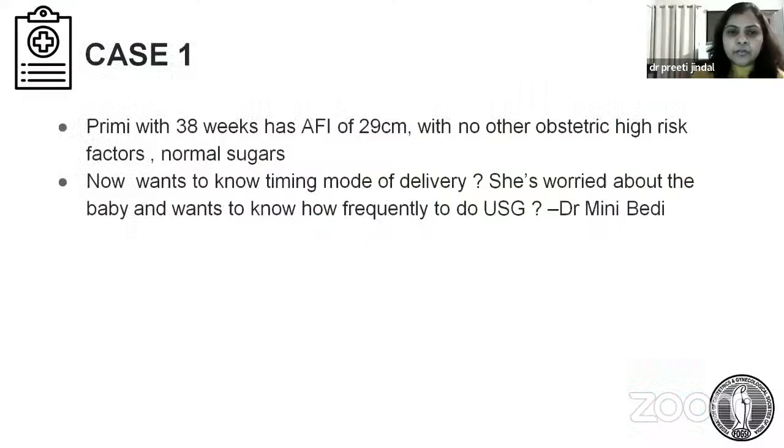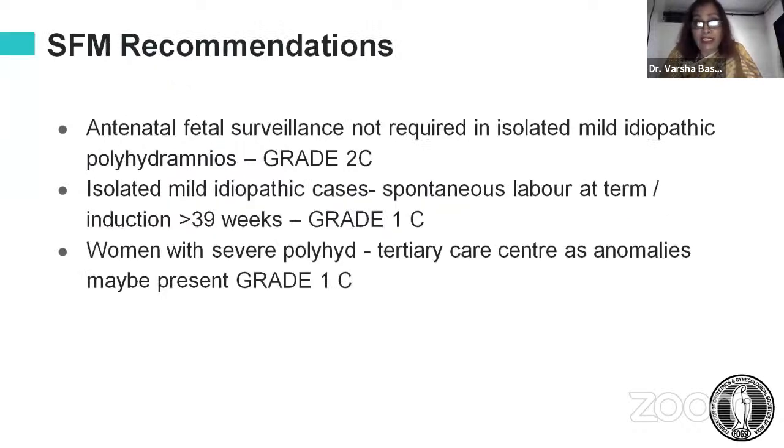Correct, to relieve the symptoms. So let us take one case. Should I continue, Dr. Preeti? Yes, ma'am. A primigravida at 38 weeks has an AFI of 29 centimeters with no other obstetric high risk factors and normal sugars. Now she wants to know the timing and mode of delivery. She's worried about the baby and wants to know how frequently to do sonography. Dr. Mini Bedi, can you highlight the answer?